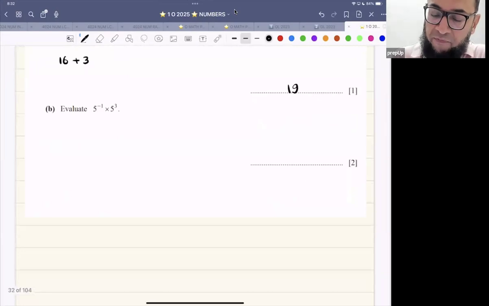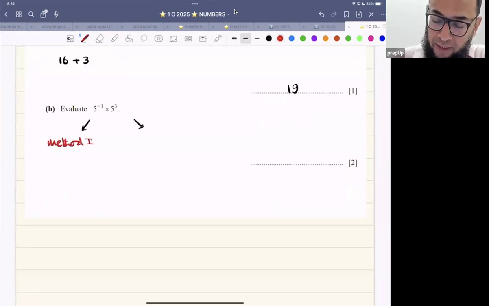5 power negative 1, 5 power 3. Two methods. Method 1, use indices. 5 raised to power of 3 plus negative 1, 5 raised to power of 2. That is 25.